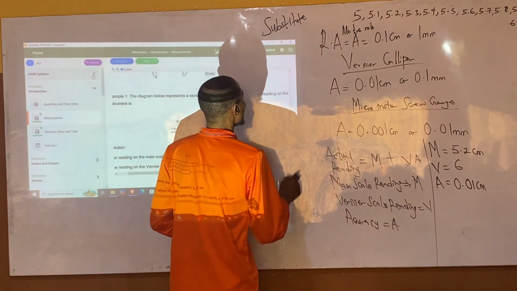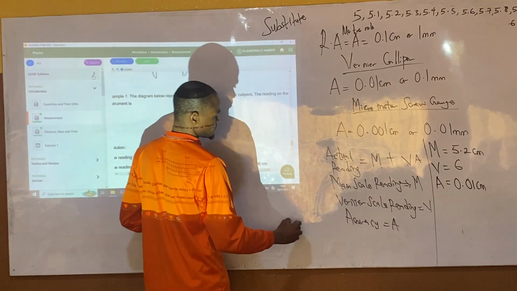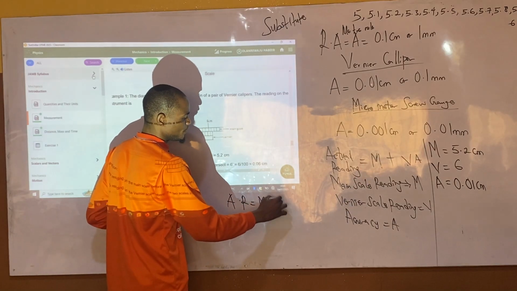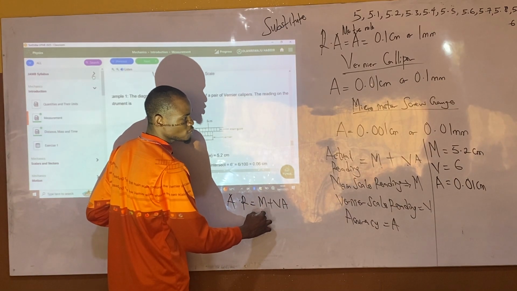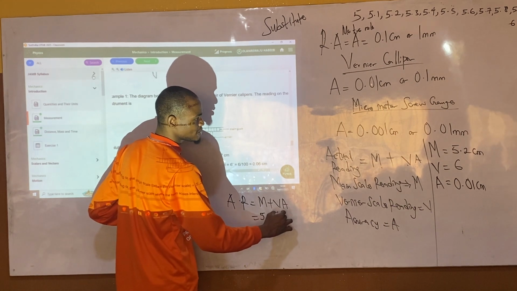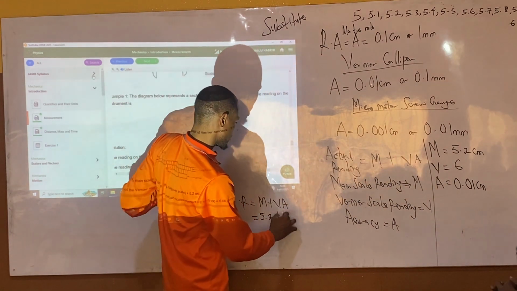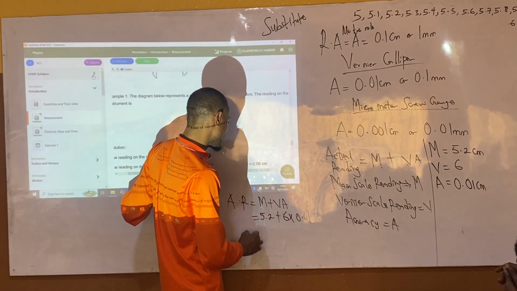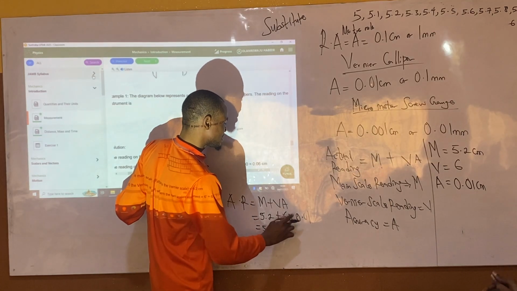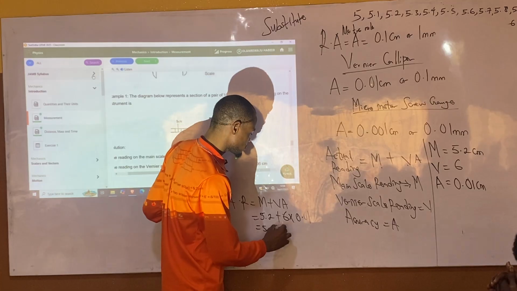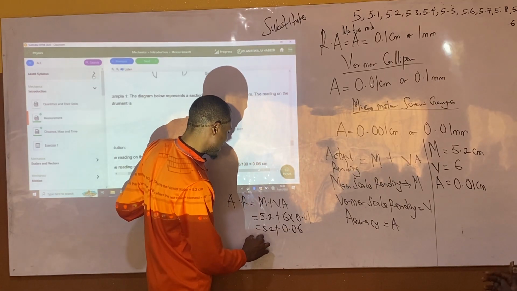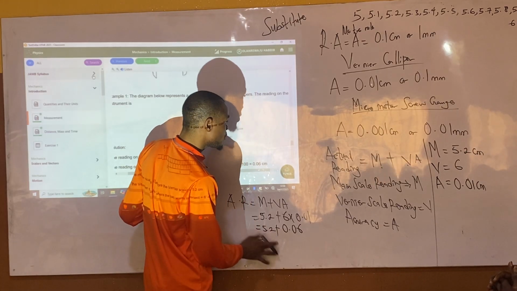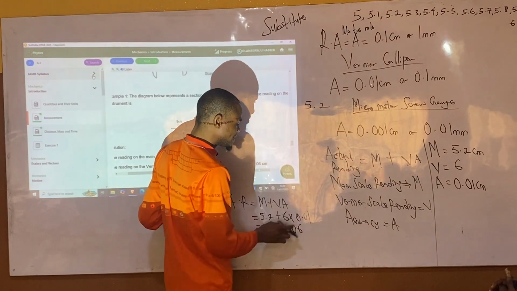So therefore, your actual reading is M plus VA. Your M is what? Your main scale reading, 5.2. V is what? 6 times 0.01. That's the reading accuracy in centimeter for vernier caliper. That's 5.2 plus 6 times 0.01, which is 0.06. So that's 5.2 plus 0.06.